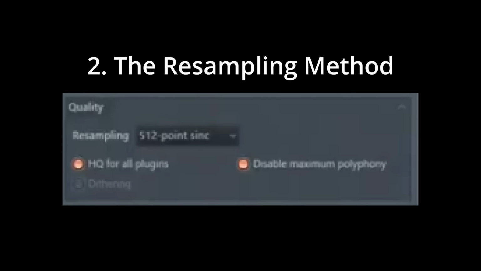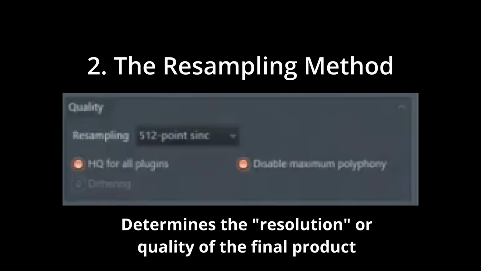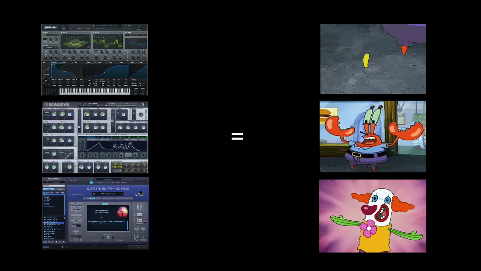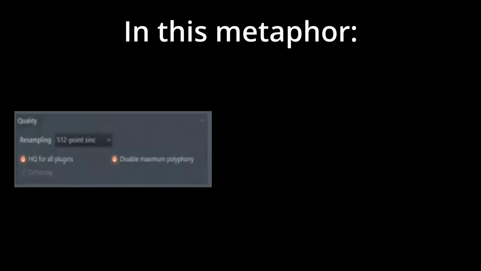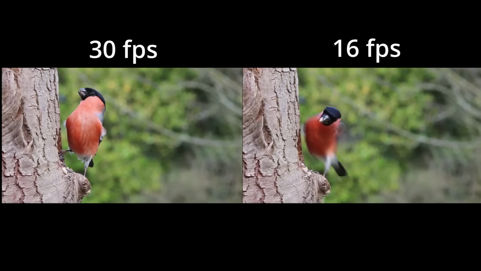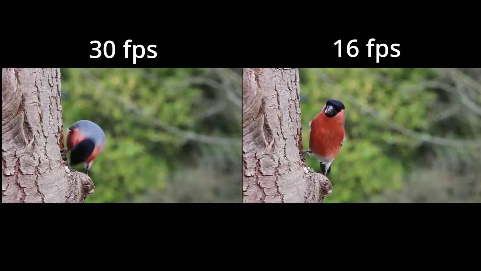The second is the resampling method. The resampling method determines the final resolution of your output. Think of it like this. Imagine your DAW software as the director of a movie, and all of your plugins are the actors in that film. In this metaphor, the sample rate is like the film inside of the camera shooting it all. The more frames there are on the film reel or digital camera's recording, you'll get a much higher quality result.